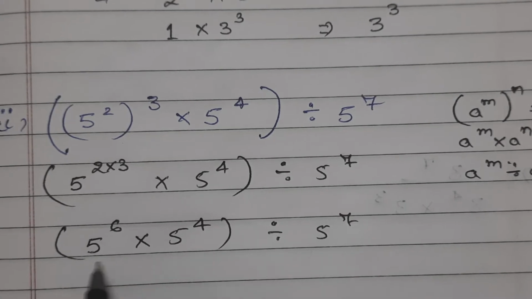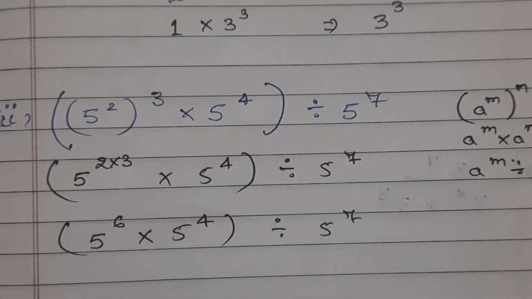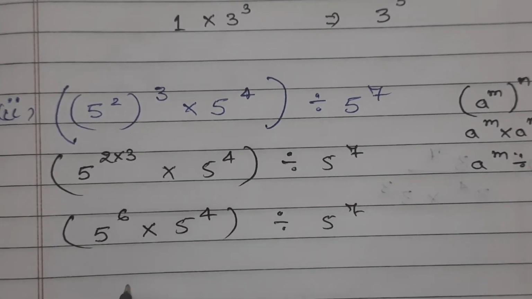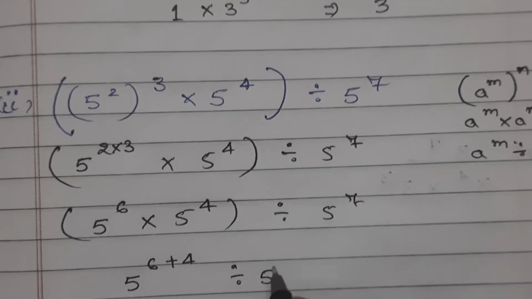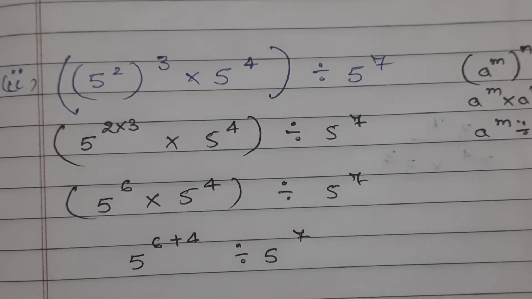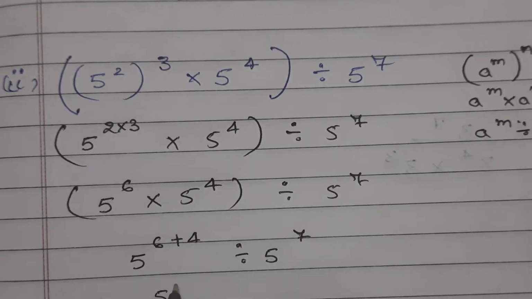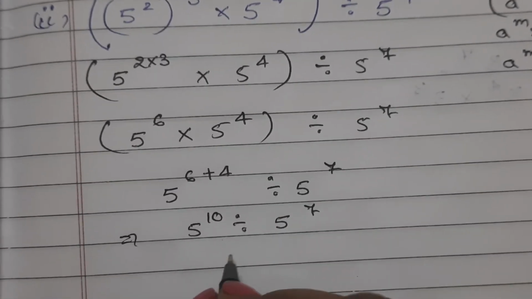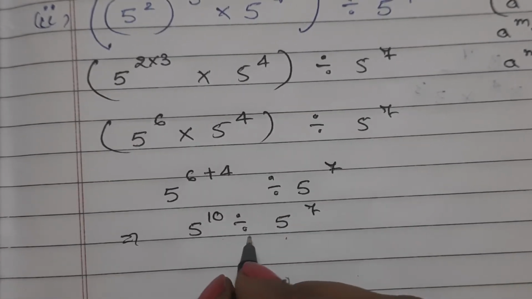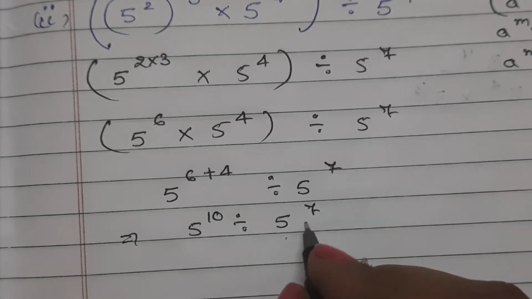So we know that when the same bases are there, we need to add the powers. So 5 to the power 6 plus 4, divided by 5 to the power 7. So here the answer will be 5 to the power 10 divided by 5 to the power 7. And now which law will we apply? The division law we will apply.